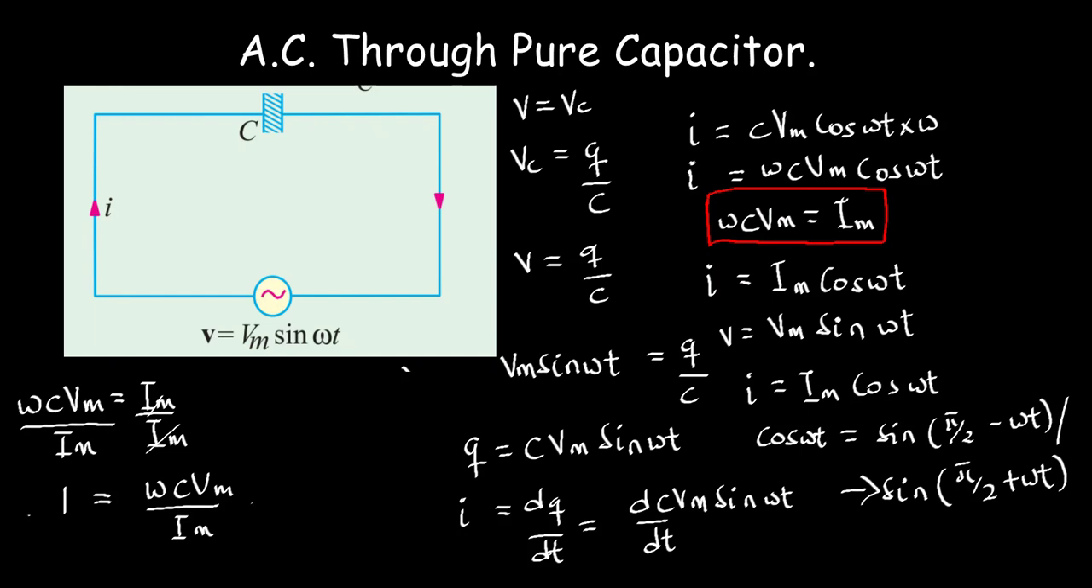So what I'll do is multiply both sides by 1 over omega c, so that I can cancel out omega c from the right hand side. So I'm going to have 1 over omega c here, and this will cancel out this. Then you're going to have 1 over omega c equal to Vm over Im. This will actually be equal to the maximum capacitive reactance, so I'll make it Xc, which is the maximum capacitive reactance. This is because we are using the peak voltage over the peak current.